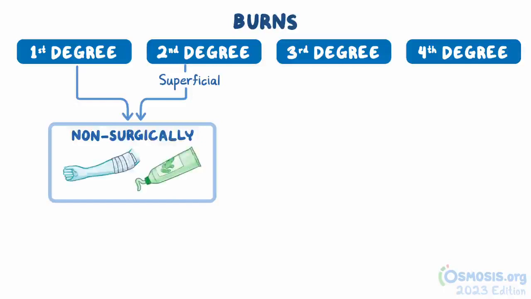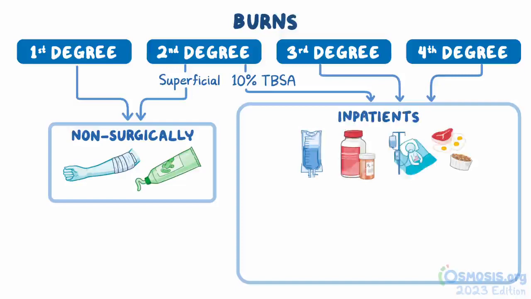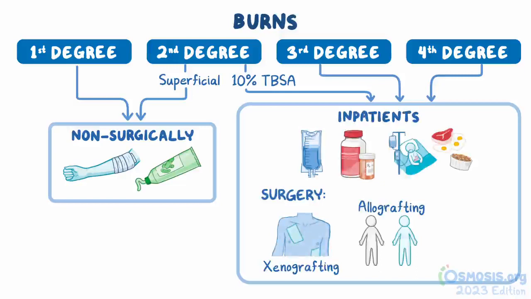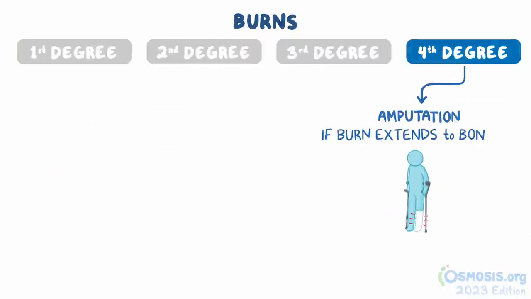Deep second-degree burns involving over 10% TBSA, third-degree and fourth-degree burns should be managed as inpatients. Administer fluid resuscitation with crystalloid, pain management, and nutritional support. Surgical treatment involves xenografting, allografting, or autografting. In the case of fourth-degree burns, amputation may be necessary if the burn extends to the bone.